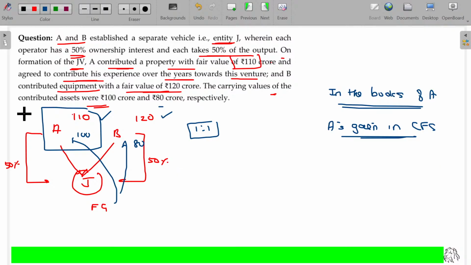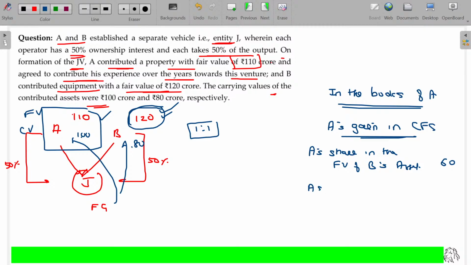Anyhow, this is what about the fair value. 180 is nothing but the carrying value in their books. Now, in A's book, you have to do this way. A's share in the fair value of B's asset. What is the fair value of B's asset? 120. What about A's share here? 50%, 60.